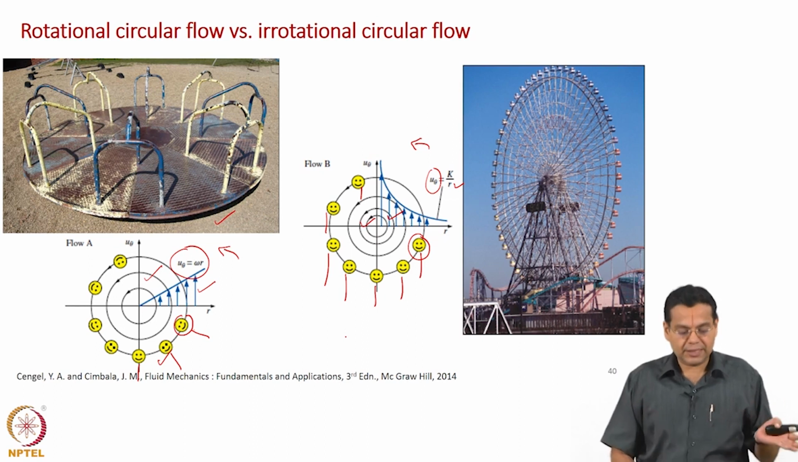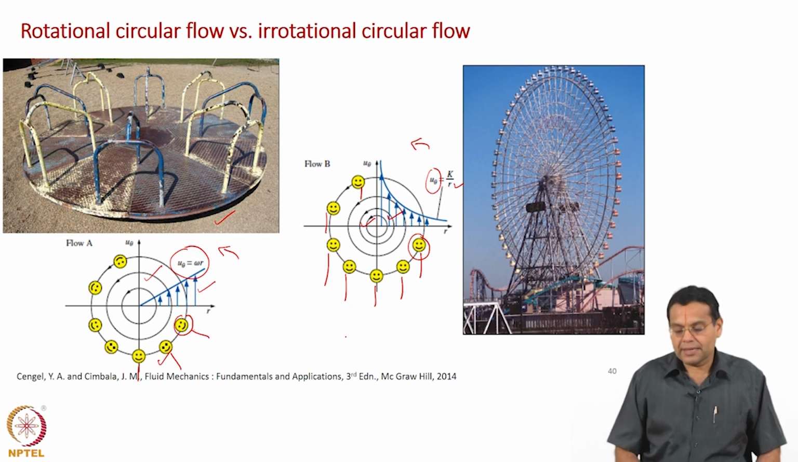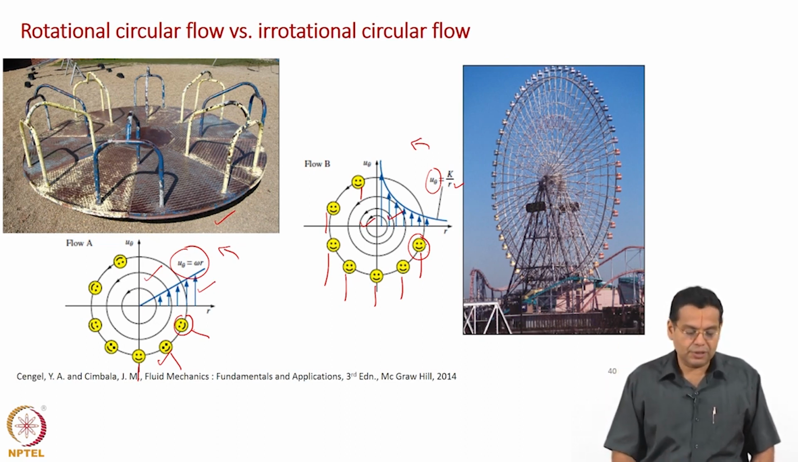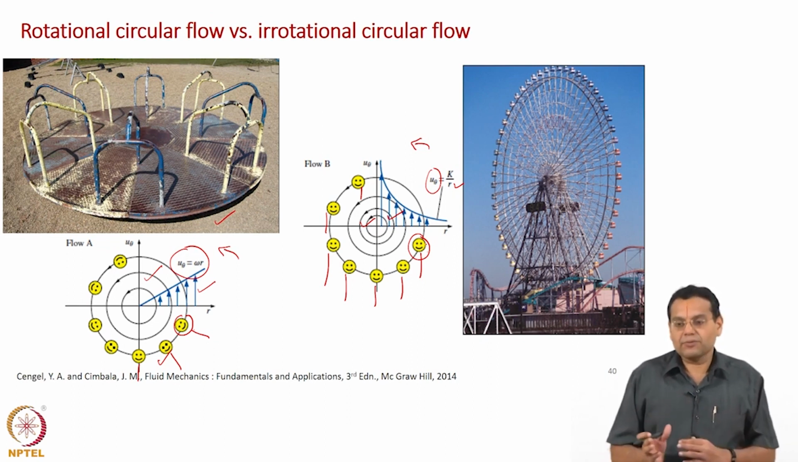So the first case is circular but undergoes rigid body rotation. In the second case, if you look at the orientation of a fluid element, it always remains upright, or if you look at this giant wheel, ferry wheel, the people sitting in every basket remain upright. So this is a good example to distinguish between rotational circular flow and irrotational circular flow.